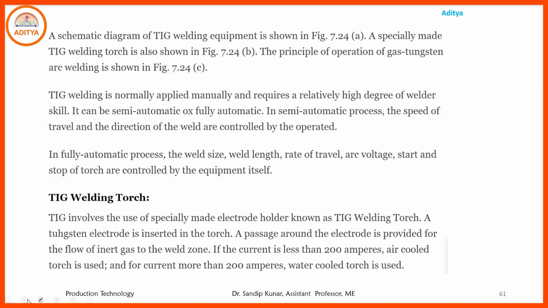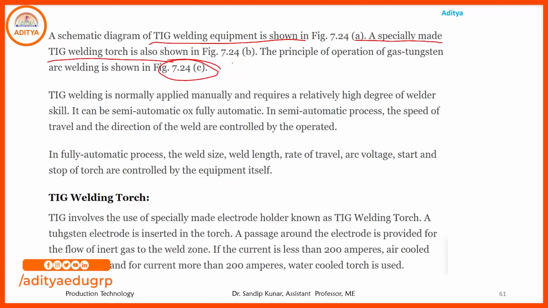Now in that schematic diagram, we have seen that the first one is the TIG welding equipment setup. In figure 1 I have already shown, and in figure B we have seen a specially made TIG welding torch, and the principle of operation of gas tungsten arc welding has been shown in figure 7.24c.